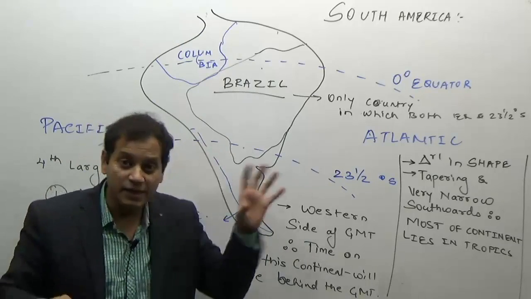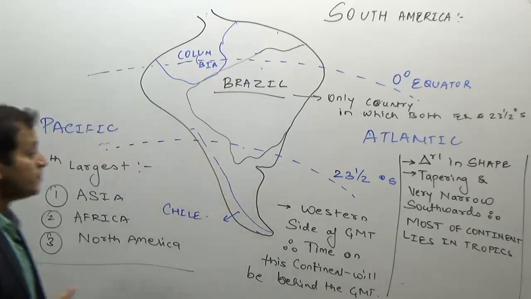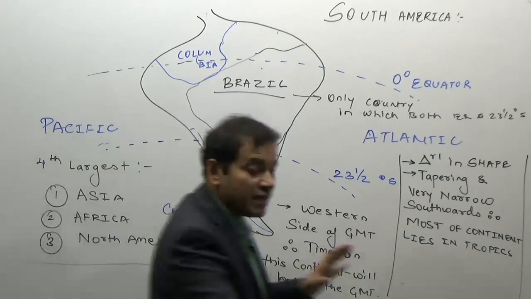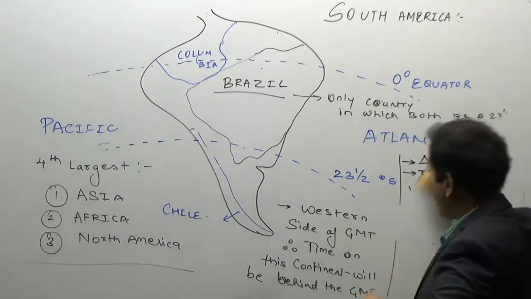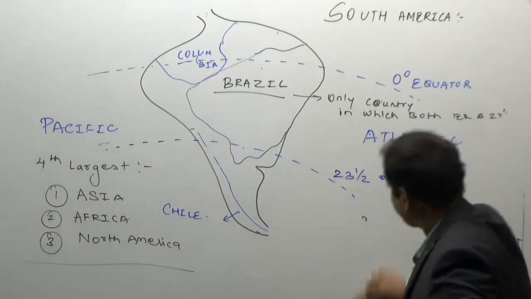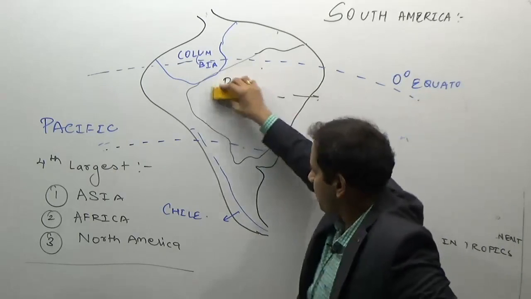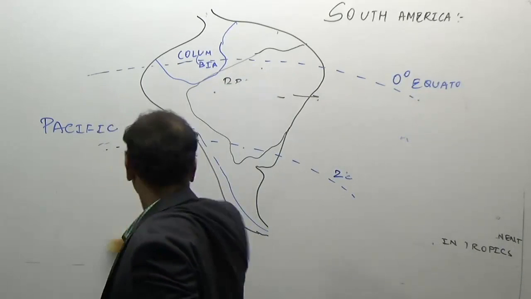Brazil is the only country in the world through which both the Tropic of Capricorn as well as the equator pass. Now, it lies on the western side of the GMT, and therefore the time on this continent will be behind the world time. And lastly, it is the fourth largest continent after Asia, Africa, and North America.